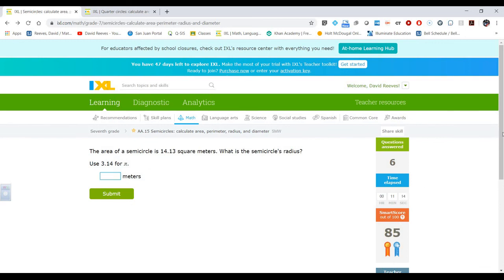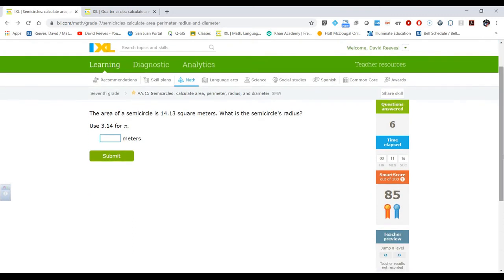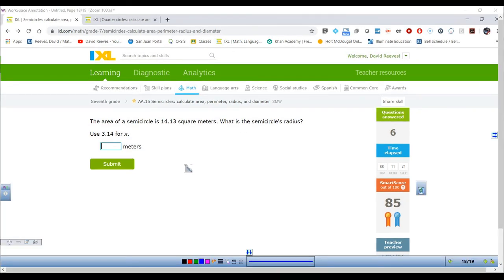All right, here we go. This is the last one I wanted to do, where they give us the area and then they're asking us for the radius. So here we go. Not the area of a circle, but we have the area of a semicircle again. The area of a semicircle is pi times the radius squared divided by 2, right? So the area is 14.13 is equal to pi times the radius squared divided by 2.